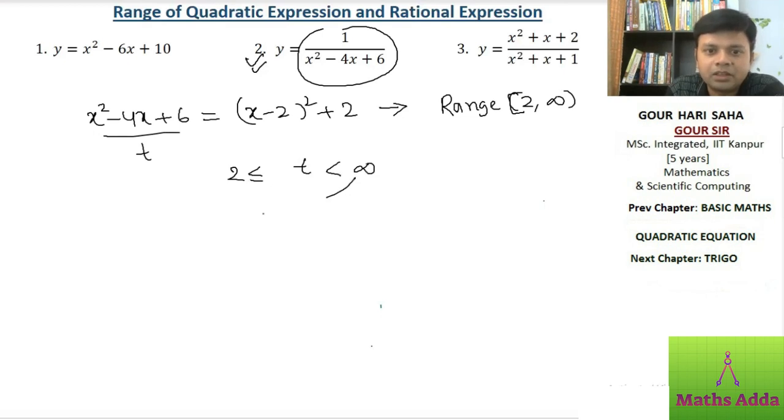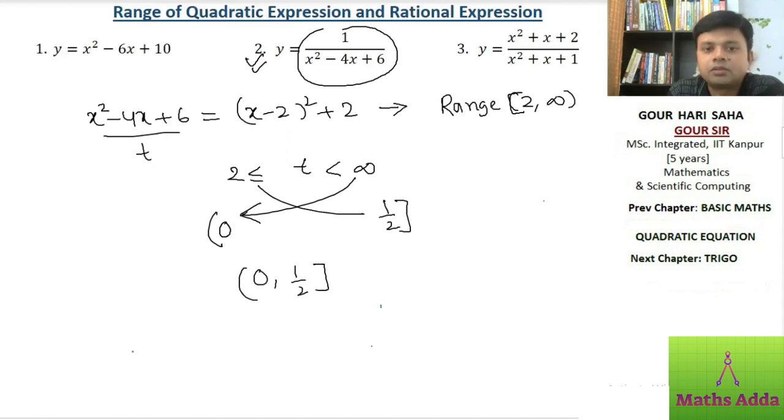If you take 1 by t, it goes this side, this goes this side, right? 1 by 2. And what is the reciprocal of infinity? Infinity is a big number, right? Its reciprocal will be tending towards 0. So 0 tending towards, it's not 0. So this is open, and 2 is closed, so it is closed here. So the answer is 0 to 1 by 2, 0 open, 1 by 2 closed. This is the answer for the second one.